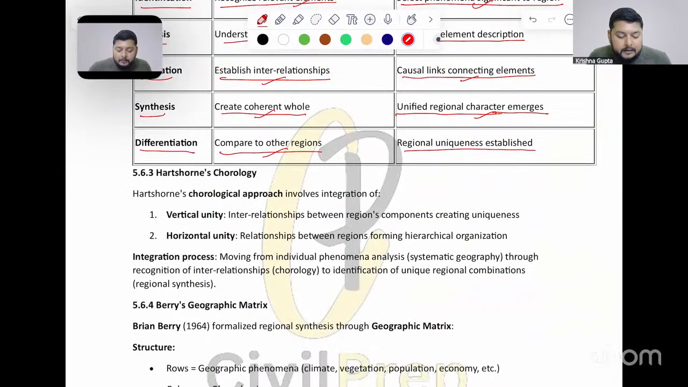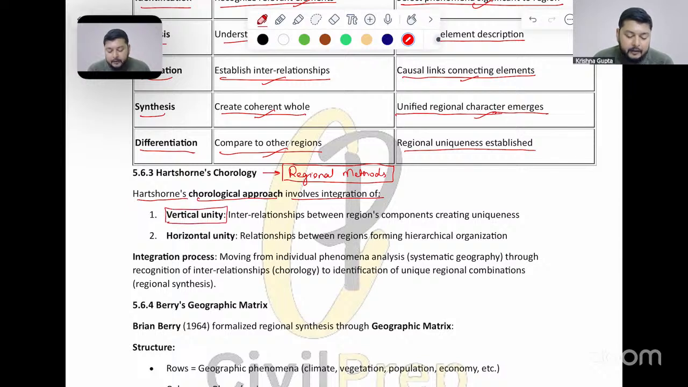Now, here one important aspect is Hartshorne's chorology. Hartshorne gave one important concept, and he identified the regional method, which was different from the regional studies. He says that Hartshorne's chorological approach involves the integration of vertical unity as well as horizontal unity. So the interrelationship between the region's components creates uniqueness. What uniqueness can be created here? It can be created with respect to mountain, plateau, coastal regions, desert, etc.